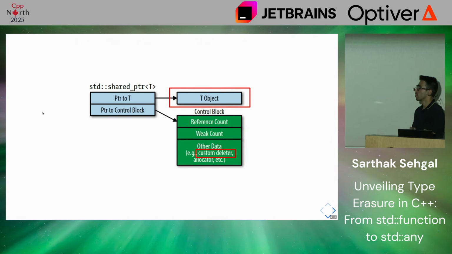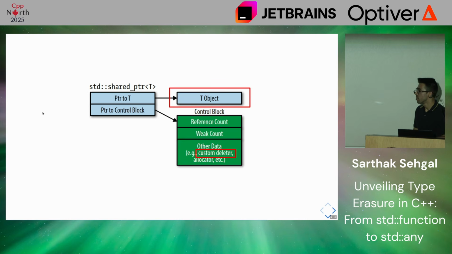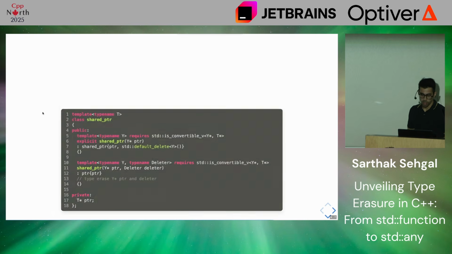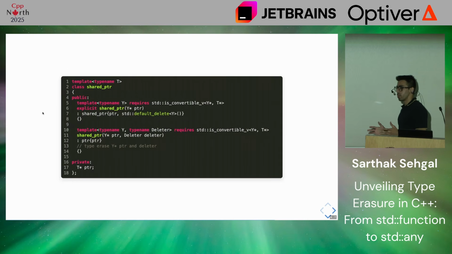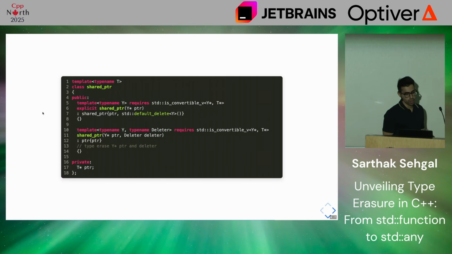The overview is that a shared pointer stores the pointer to the type T, which is the pointer to the object, and a pointer to the control block. The control block has various things: a reference count, which increases when a shared pointer is copied, a weak count, and some other data. The particular data that we're interested in is the custom deleter. Like every type erased class, shared pointer also has a templated constructor. That's common in every type erased implementation.